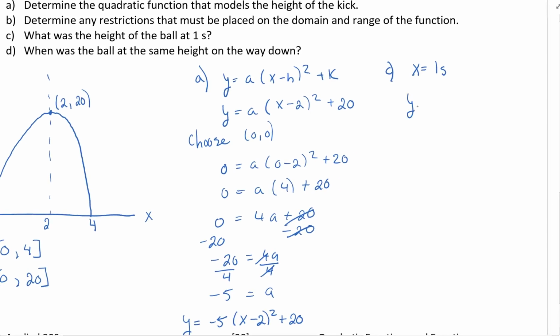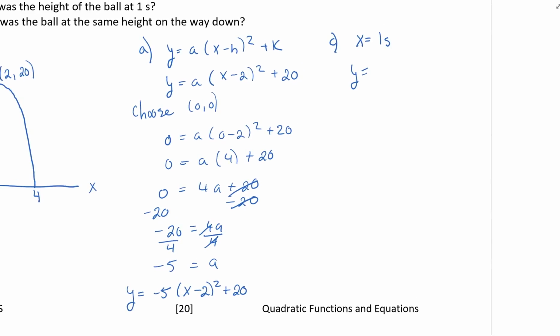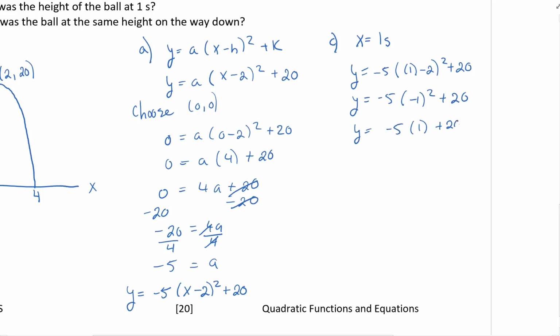So if I do that, using my equation, y is equal to -5(1 minus 2) squared plus 20. And you just plug this in and get your answer. So -1 squared plus 20, because I did 1 minus 2. -5 times +1. So y is equal to -5 plus 20, or 15. So what does that mean? That means a height of 15 meters.